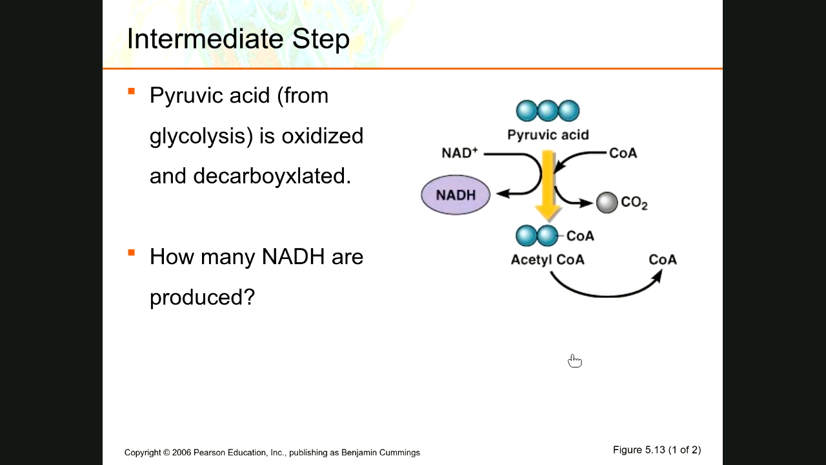So glycolysis occurs where in all cells? Is it outside of the mitochondria? What would you call that? In the cytoplasm, so all cells, right? Prokaryotes too, because they don't have mitochondria. So glycolysis occurs in the cytoplasm.